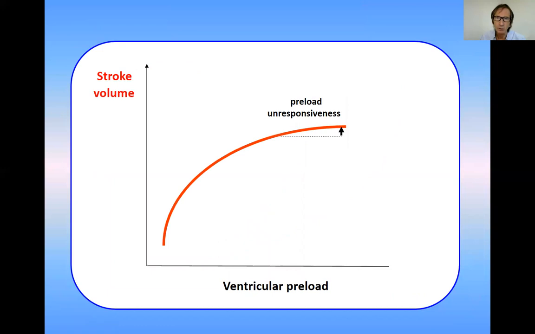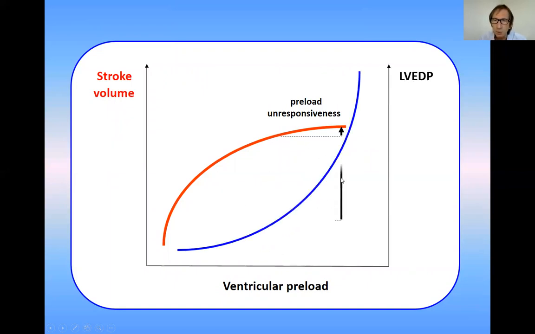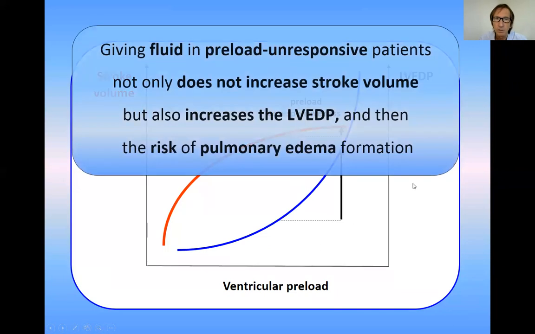Now, if the ventricle is operating on the flat part of the Frank-Starling curve, under conditions of preload unresponsiveness, and if by mistake you give fluid, at the same time you will greatly increase the left ventricular end-systolic pressure. And this is very important for clinical practice. You should not give fluid if the ventricle is preload unresponsive, because not only does this not increase stroke volume, but it will also increase the left ventricular end-systolic pressure and then the risk of pulmonary edema formation.